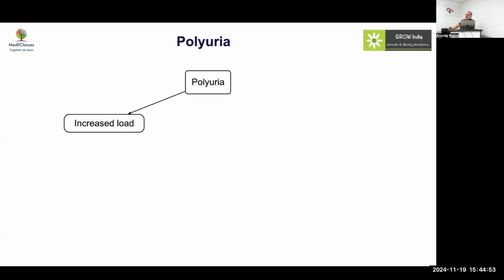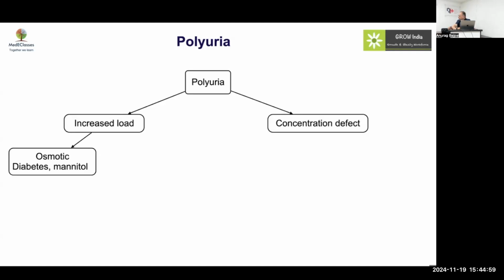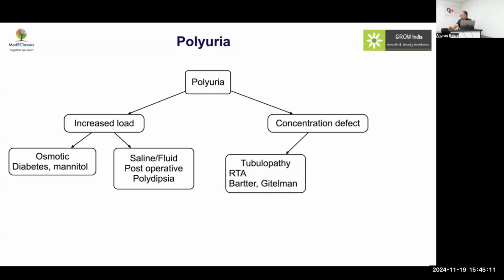So polyuria can be because of increased osmotic load or a problem in concentration. Osmotic load may be because of diabetes, the most common cause, or mannitol use. Saline and fluid, particularly post-operative, if somebody is giving a lot of saline, you will develop that scenario. A concentration problem can be tubulopathy because of RTA, Bartter's and Gitelman. And one major cause of polyuria there is hypokalemia. The second is diabetes insipidus, which is causing central or nephrogenic, which we have discussed already.